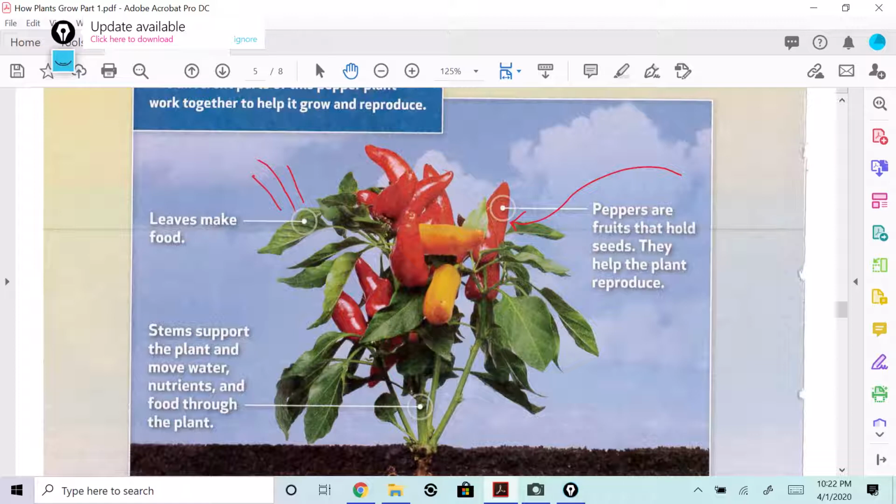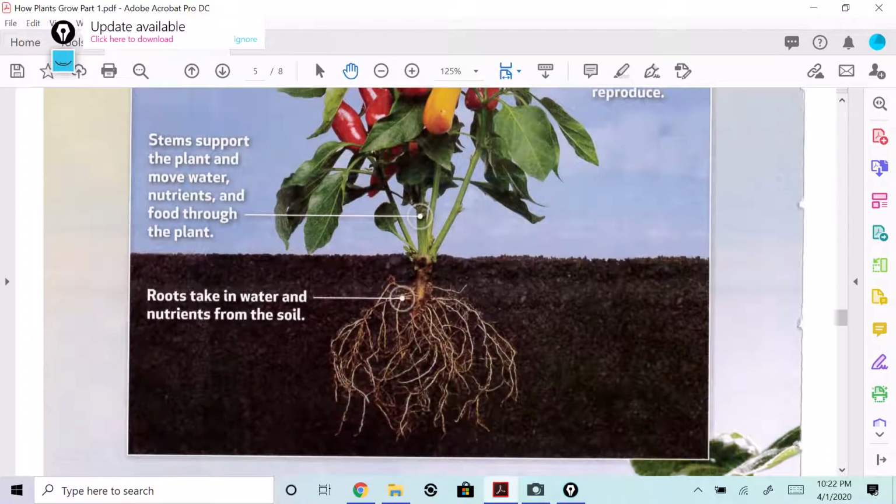Stems support the plant and move water, nutrients, and food through the plant, right? Here we go. Oh, and then roots. We need the roots. This is a very important part of the plant, right? We need those roots down in the soil, right? Roots take in water and nutrients from the soil.